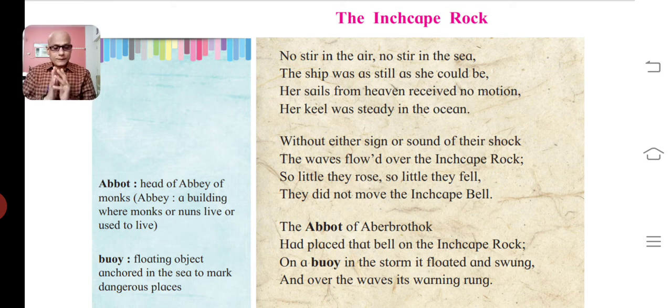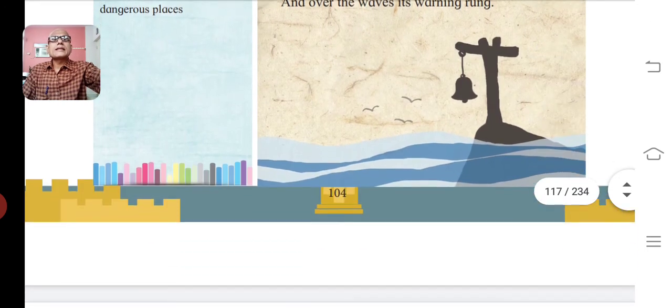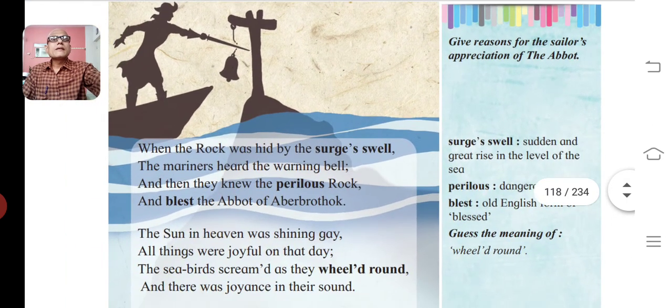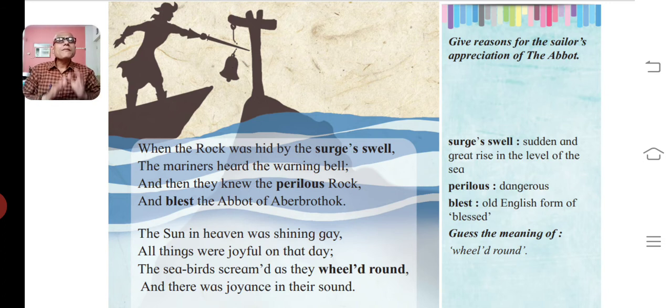So friends, first we will discuss the margin activities in the poem. Open your textbook of English and see the margin activities on page number 105, or you can also read these margin activities on the screen in front of you. Now see the first margin activity that is given on page number 105 in the blue margin. Give reasons for the sailor's appreciation of the abbot.